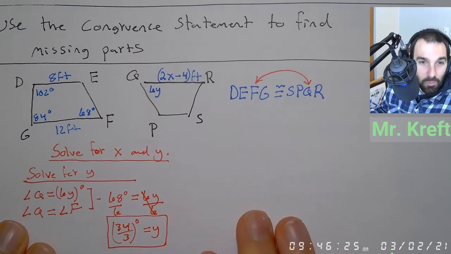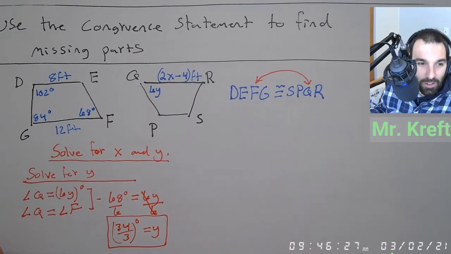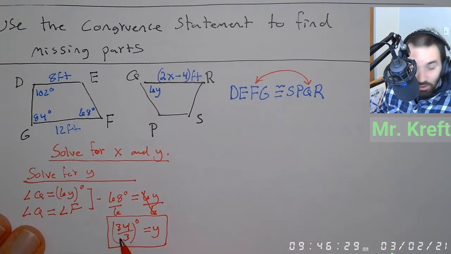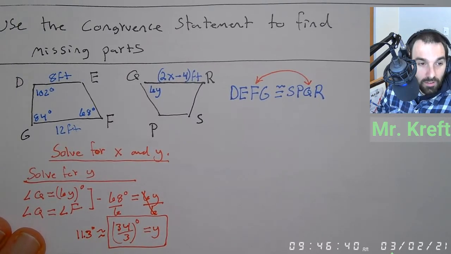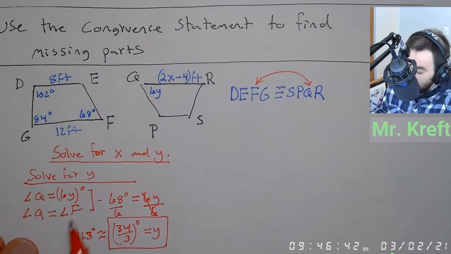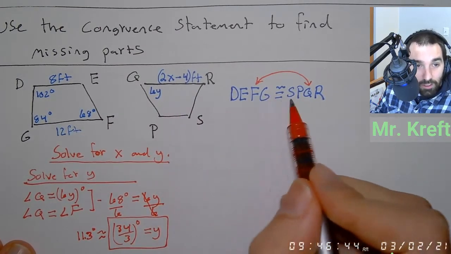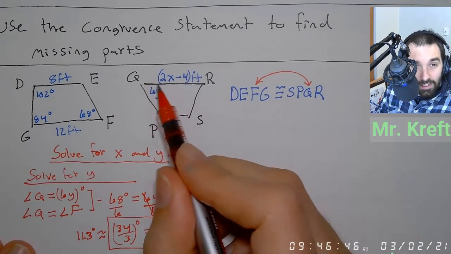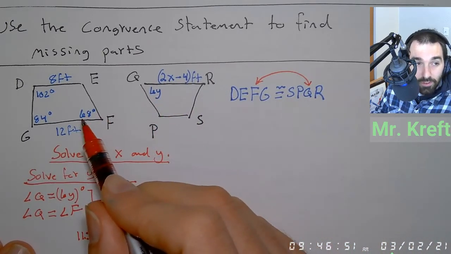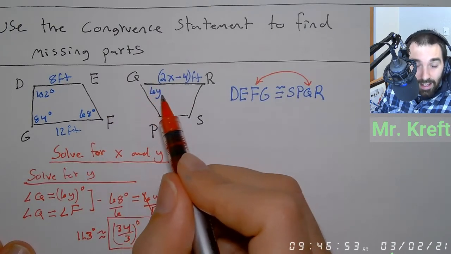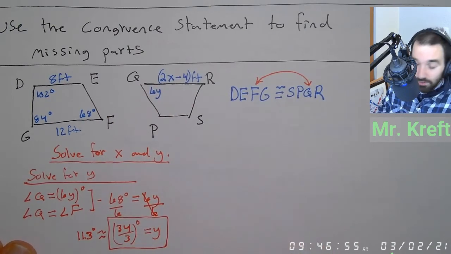I don't think your answers on your homework are going to be ugly fractions, but mine was. Okay, so my calculator told me this was 34/3, and that's how you get y, which is approximately 11.3 degrees. So all I did here is we have a congruency statement. I want to find angle Q. Well, hey, check it out. Q corresponds to F, and F is 68. So this angle has to be 68 degrees.